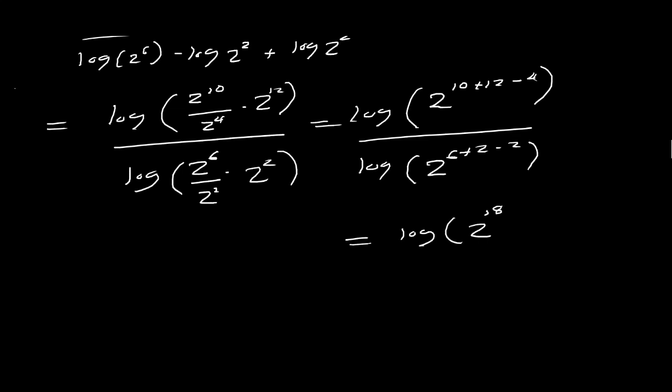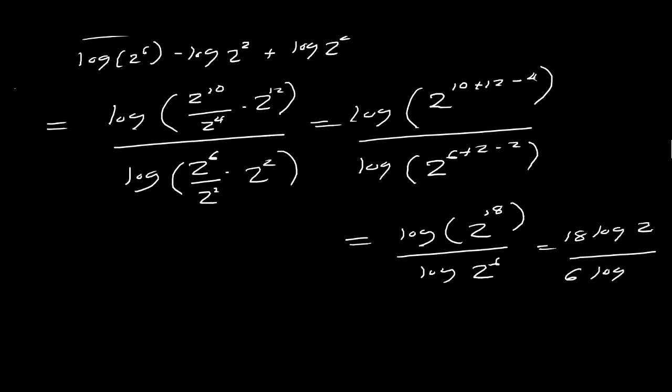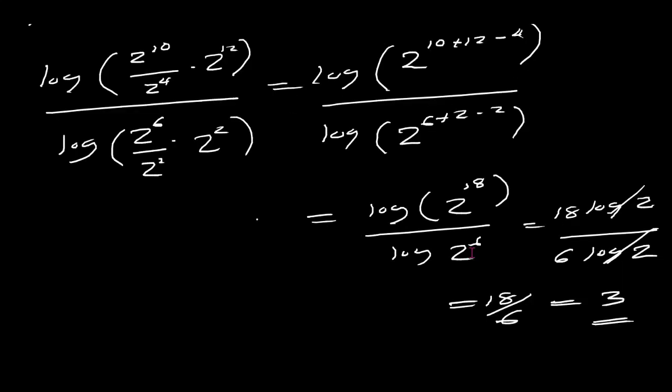So if you simplify that, you will get in the numerator log 2 raised to power 18, over the denominator, log 2 raised to power 6. So those powers are coefficients. So it is 18 log 2 over 6 log 2. So log 2 is common. So you remain with 18 over 6, which is 3.